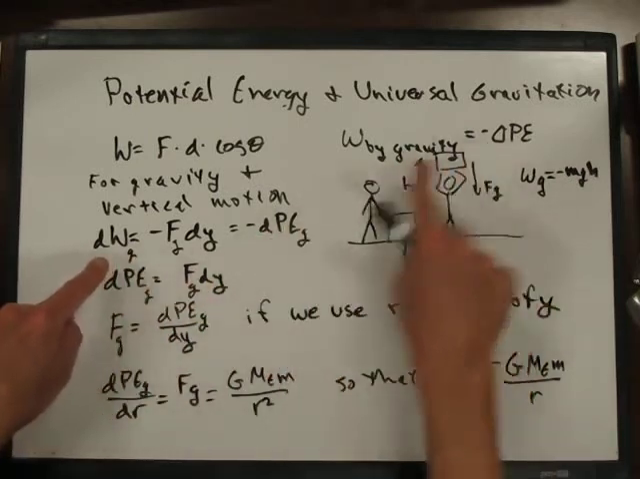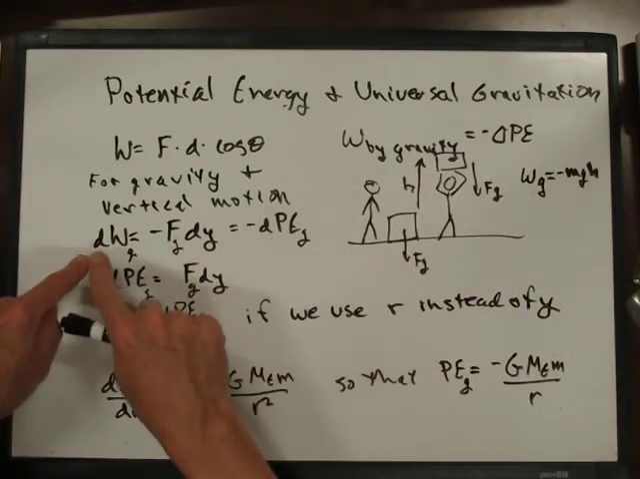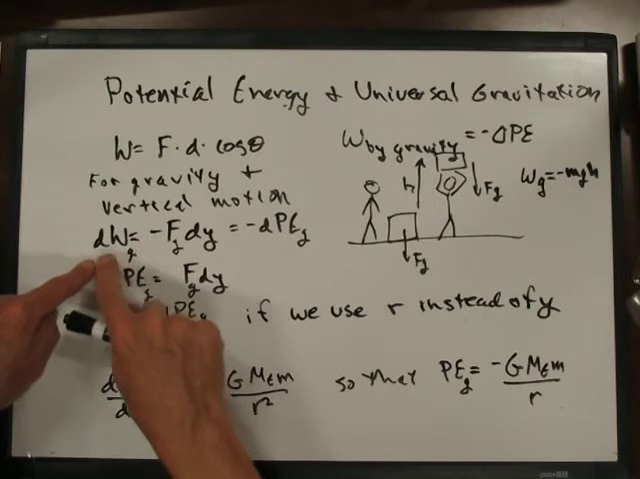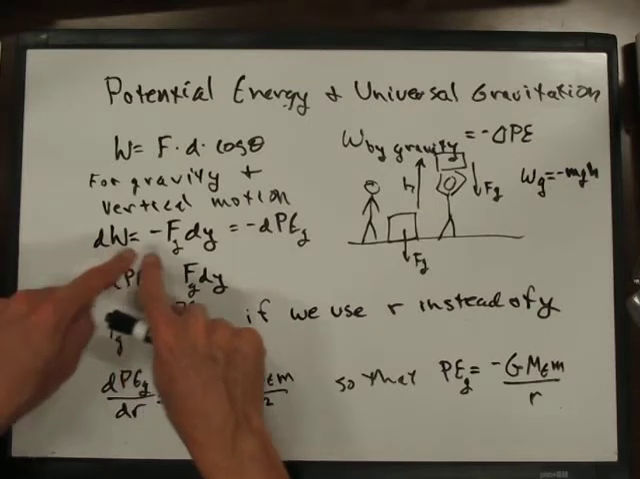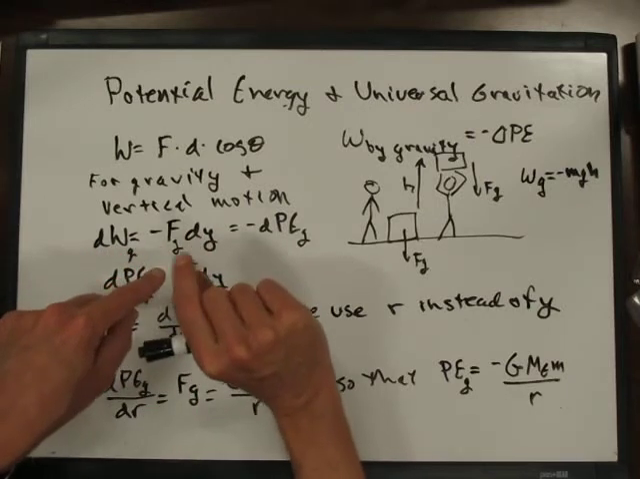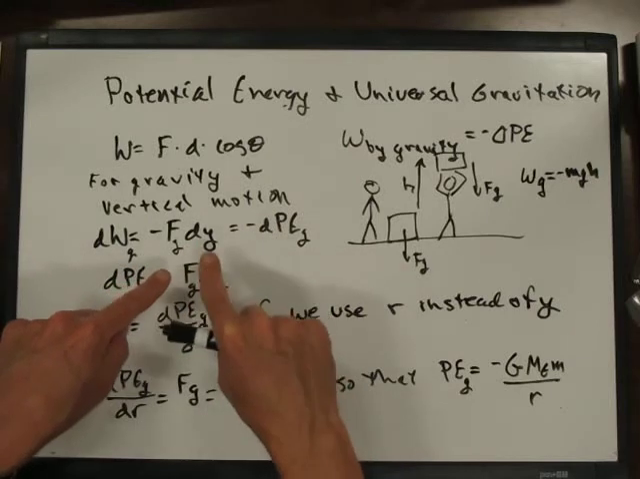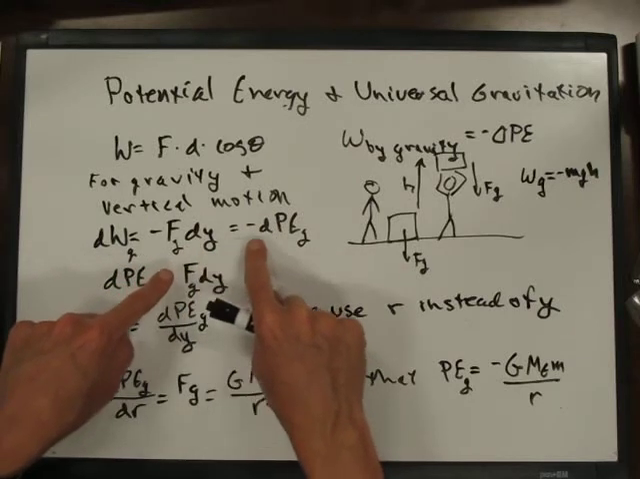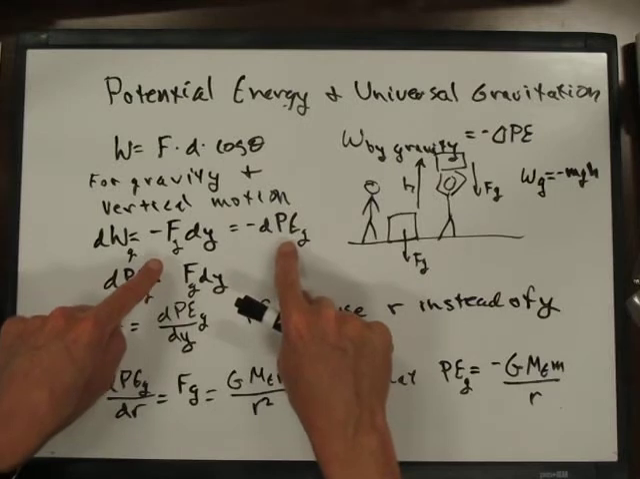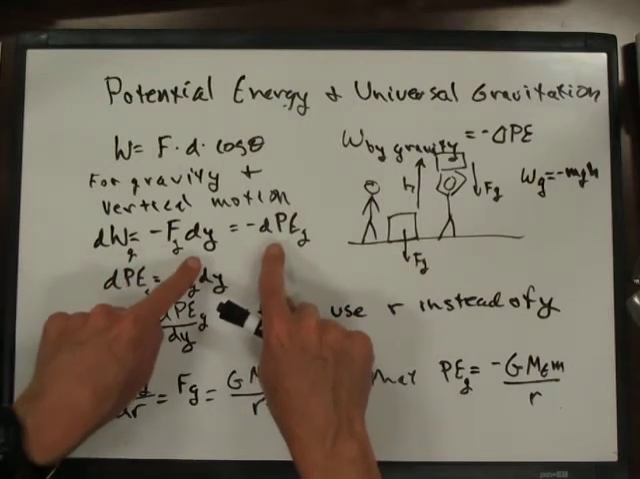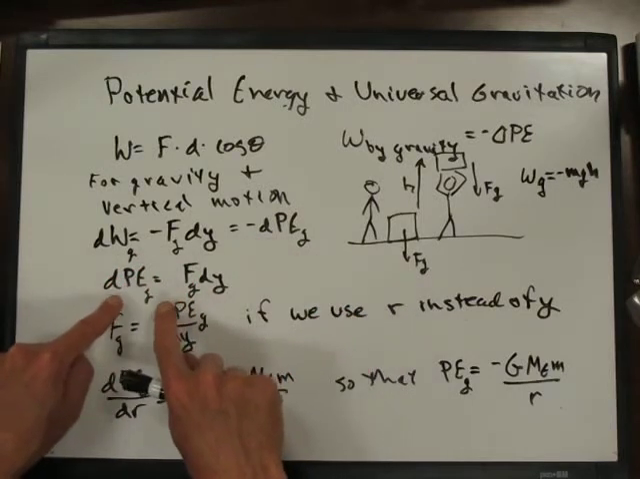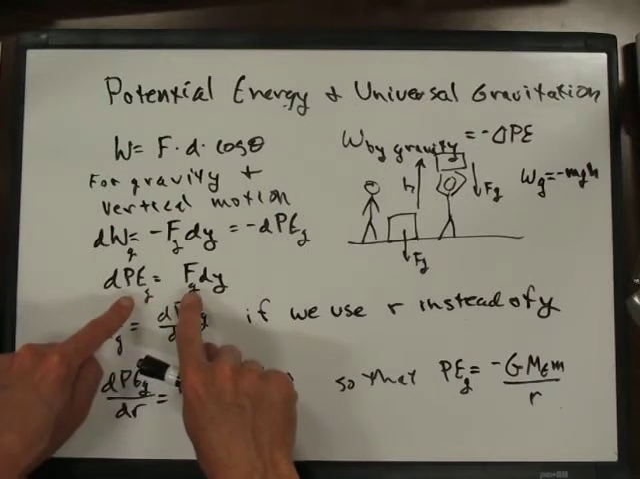So I have to replace the deltas with the calculus-y version of d. And I say, look, for an incremental amount of work done, that's just F times dy, where dy is how high you lifted it. In just a minute, I'm going to change that to a dr. And that's equal to the incremental change in potential energy. I can just look at these two terms and cancel the negatives, and I get the change in potential energy is the force of gravity times dy.